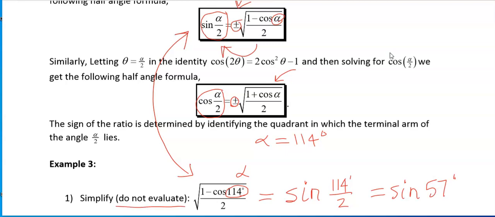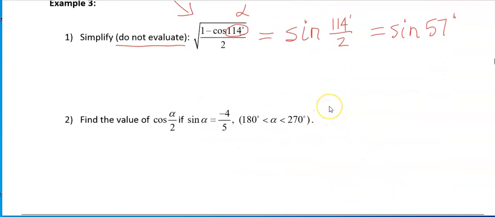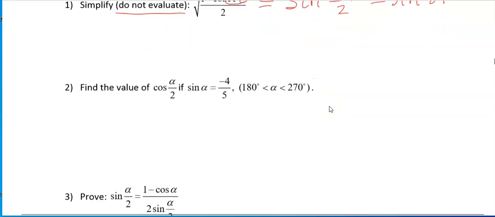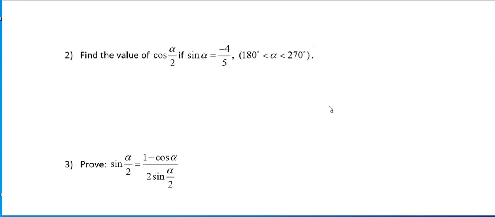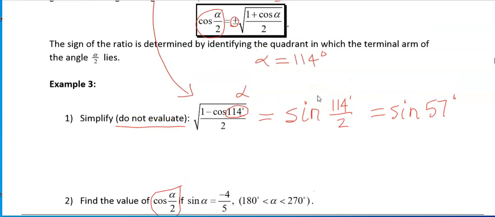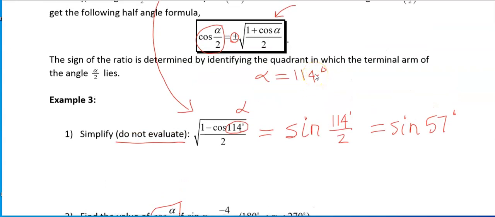Now notice it said do not evaluate, so you don't need to type that into a calculator or anything like that. They're just asking you to recognize that those two expressions are equal to each other, okay? All right, here's number 2. Here's question number 2. Now this one is not a proof. This one involves finding the value of cosine alpha over 2. So excuse me, if you come back up and look at your formula again, there is the formula that you're going to be using to solve this problem, the half-angle cosine formula.